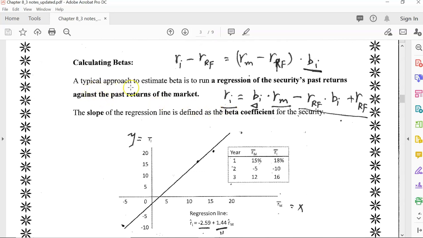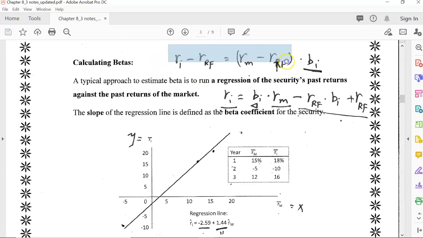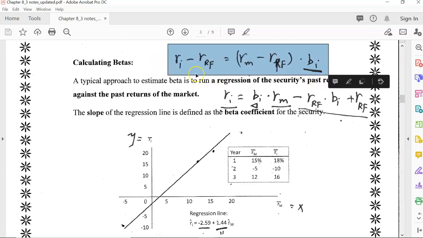Calculating beta. A typical approach to estimate beta is to run a regression of the security's past returns against the past returns of the market. The slope of the regression line is defined as the beta coefficient for the security. Okay, so we are actually using the capital asset pricing model to calculate beta. I'm rewriting the capital asset pricing model here. It is the stock risk premium, Ri minus RRF, equals the market risk premium, Rm minus RRF, multiplied by beta.